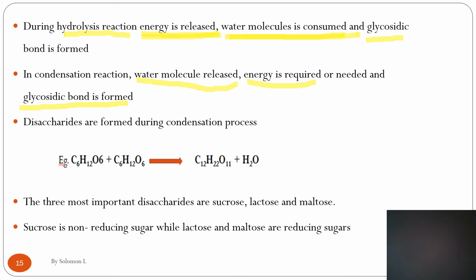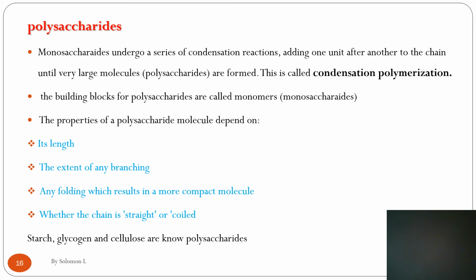Disaccharides are formed by condensation process or condensation reaction, you can say. The three most important disaccharides are sucrose, lactose, and maltose. These are well-known disaccharides. Sucrose is a non-reducing sugar, unlike fructose, whereas lactose and maltose are reducing sugars like glucose and galactose. Here is another type of carbohydrate, polysaccharides.